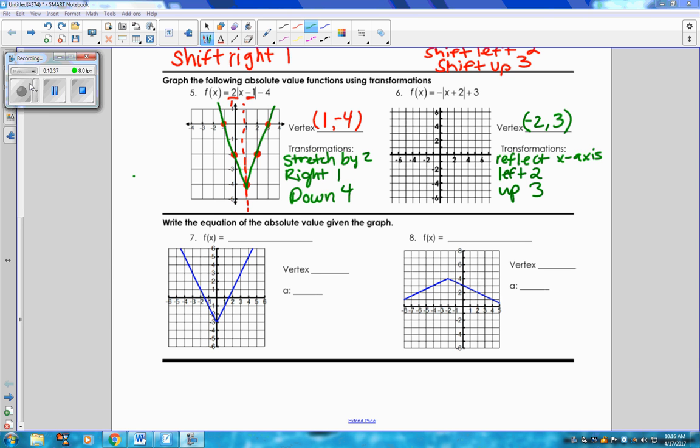Okay, so she said that our vertex was -2, 3, and our transformations are that it reflects across the x-axis. So because it reflects across the x-axis, that means we're going to take our graph and flip it downwards. From there, we're going to move our graph up 3 and left 2. So that's where her graph comes into play. And her vertex is right here at -2, 3. Are there any questions on how to graph it?